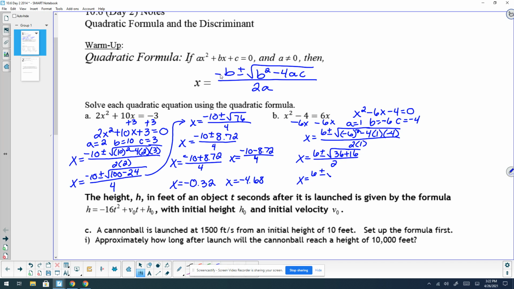6 plus or minus the square root. 36 plus 16 is 52. All that's over 2. Now I can take the square root of 52, which would be 7.21. And now I need to split into 2 separate equations.